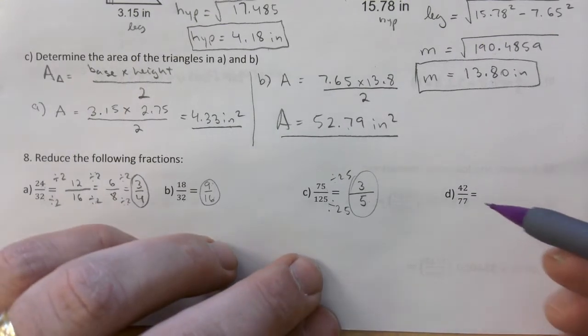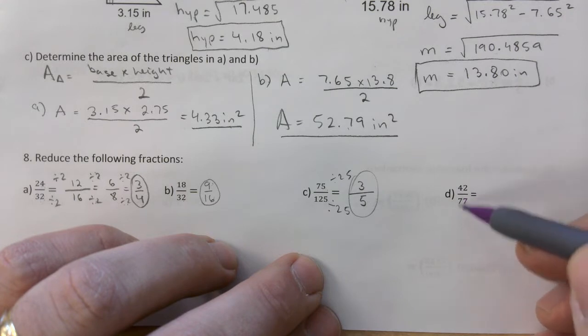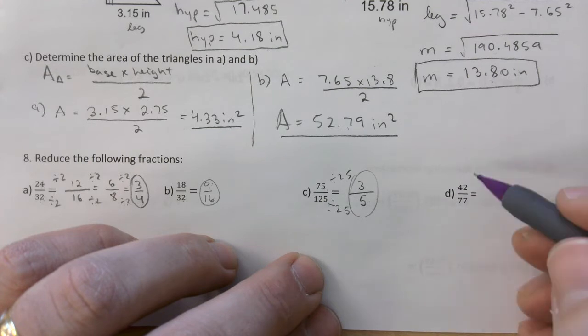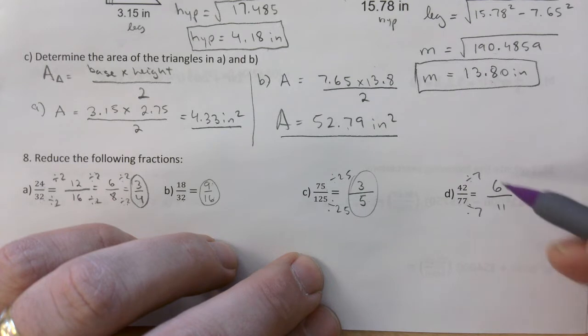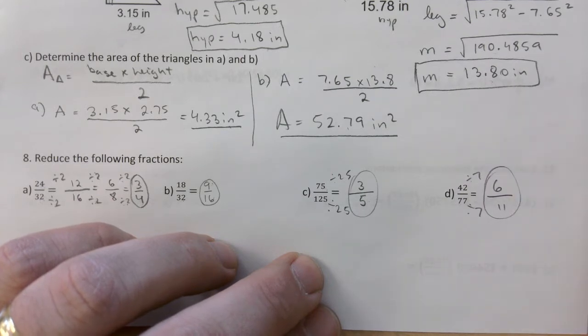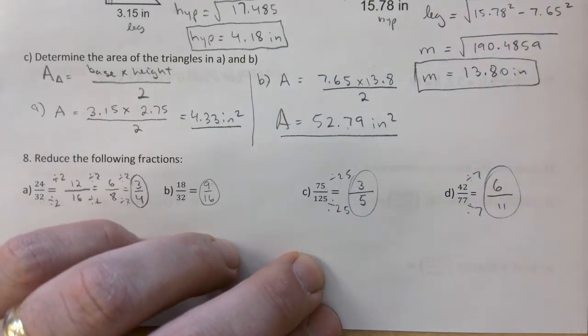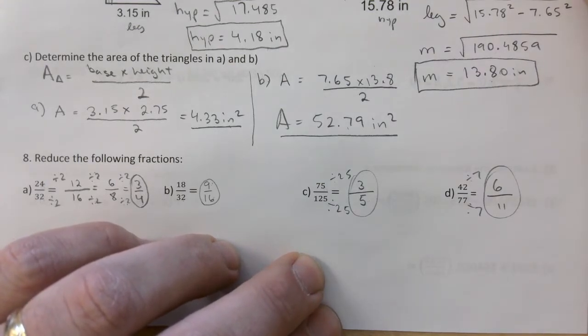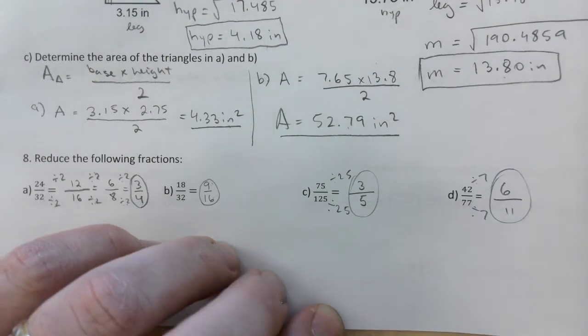And then this one here, what would work in this case? 7 goes into both of them, right? If you divide this by 7, you get 6. If you divide this by 7, you get 11. So it's 6 over 11, you're done. Again, I'm not going to dwell on it because you don't need to be able to simplify. Probability will have fractions, but you won't have to reduce. So that's good news for you, right? Let's keep going.